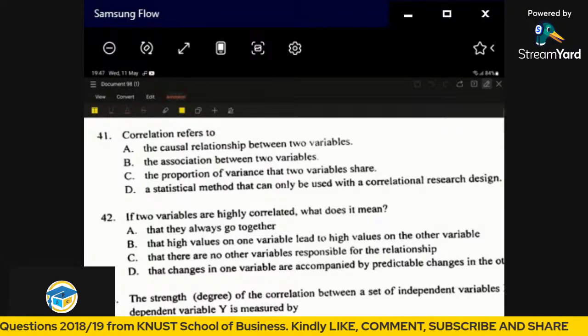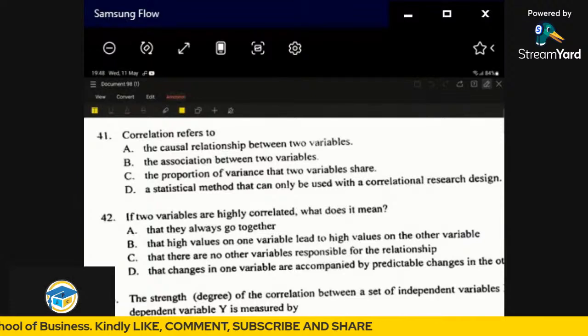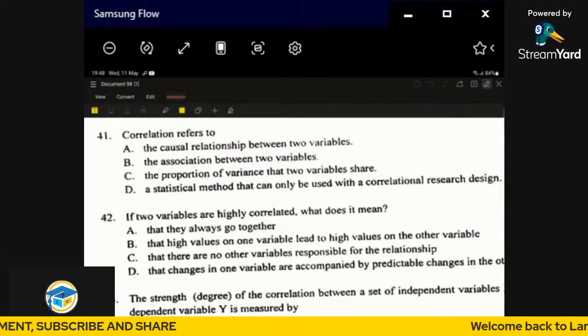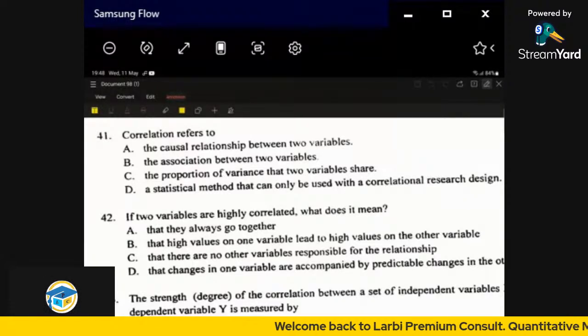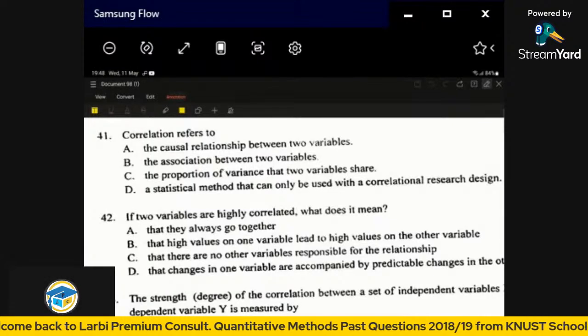So in today's video, we are continuing from our past question discussion on quantitative methods, and we are taking from question number 41. I think we have dealt with the rest of these questions. From question 1 to 41, we have already dealt with this. So we are just continuing from question 41.